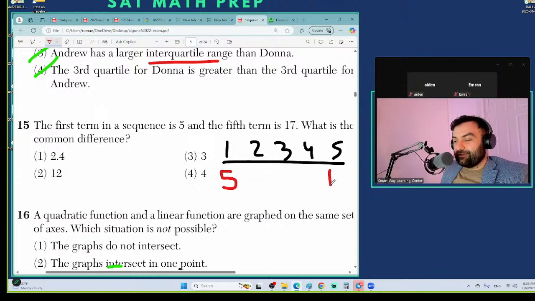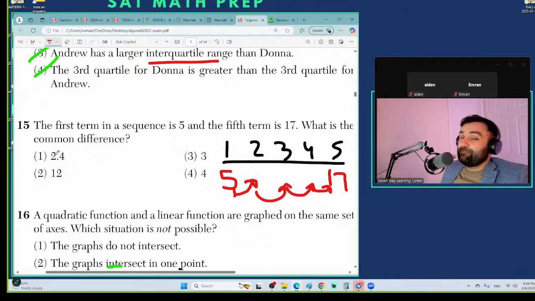And this is 17. Then just by adding, it will work. Let's say it's not going to be 12, right? It's not going to be 12 because we have to add several times to get there, and then to get to 17. So I'm suspecting it's either 3 or 4. It may be 2.4, but let's see.